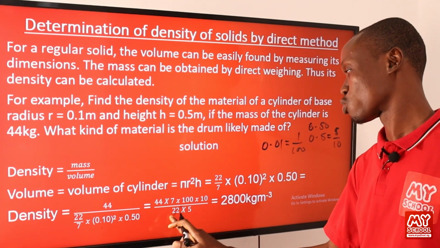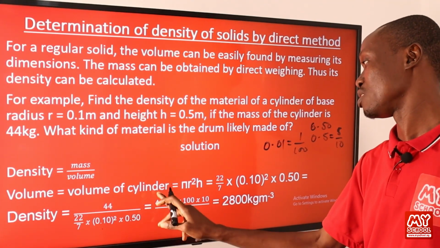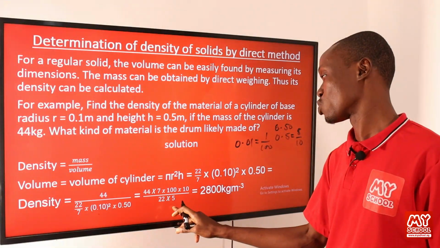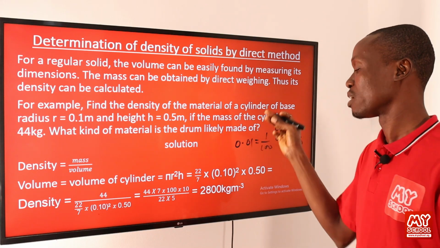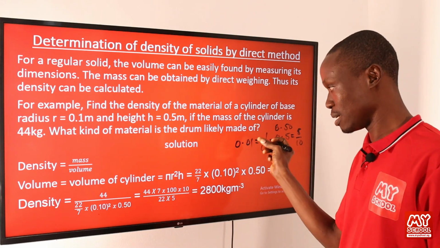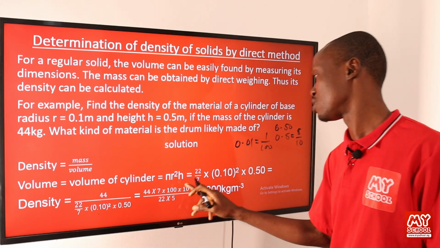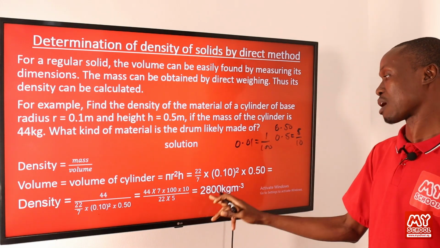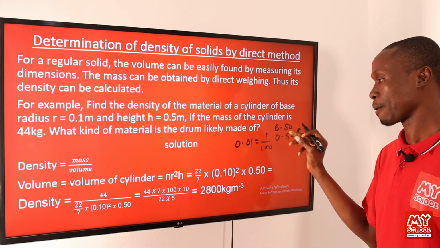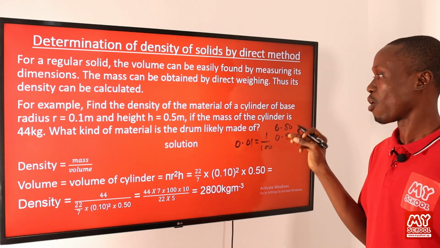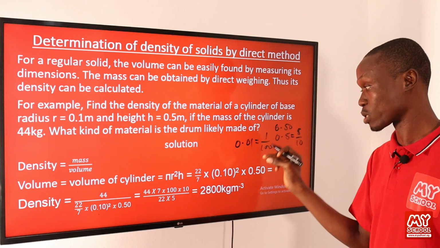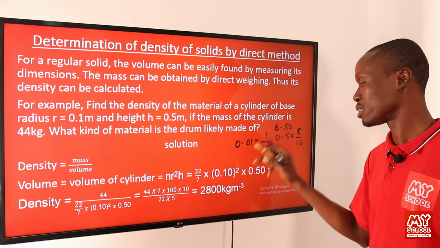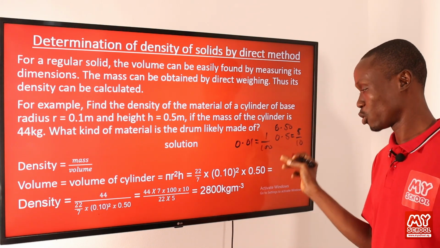Of course, 22 here is 1, 22 here is 2, 5 here is 1, 5 here is 2. 2 times 2 is 4, then 4 times 7 is 28. Then 28 times 100 is equal to 2,800. So the density of the material of the drum is equal to 2,800 kilogram per meter cube, right?